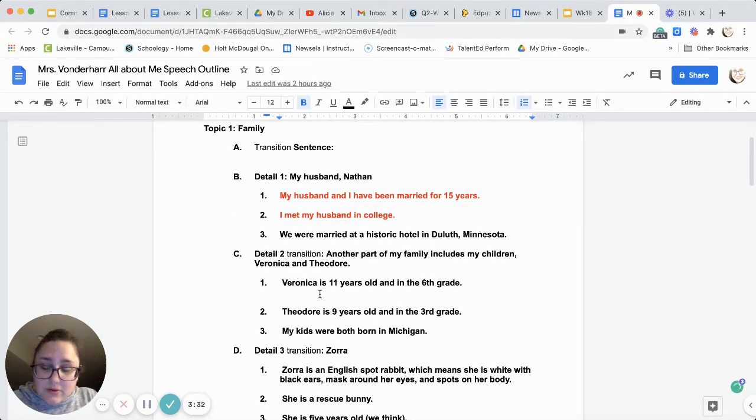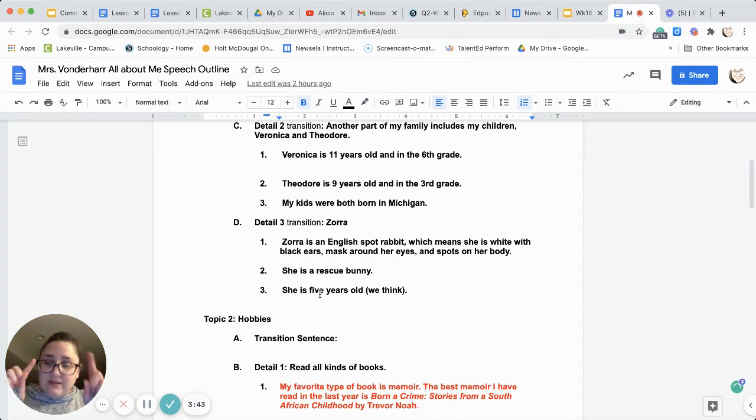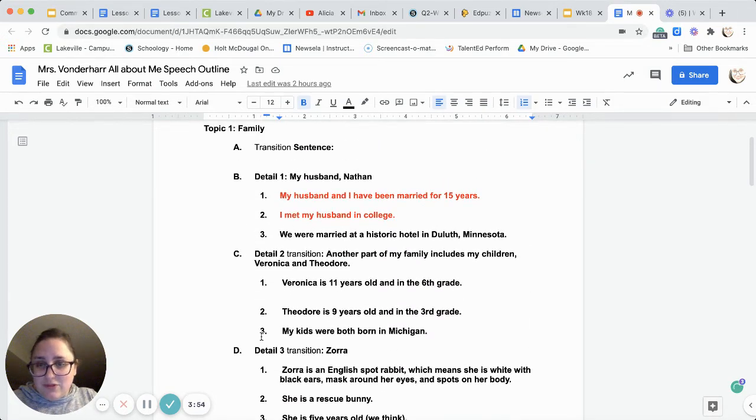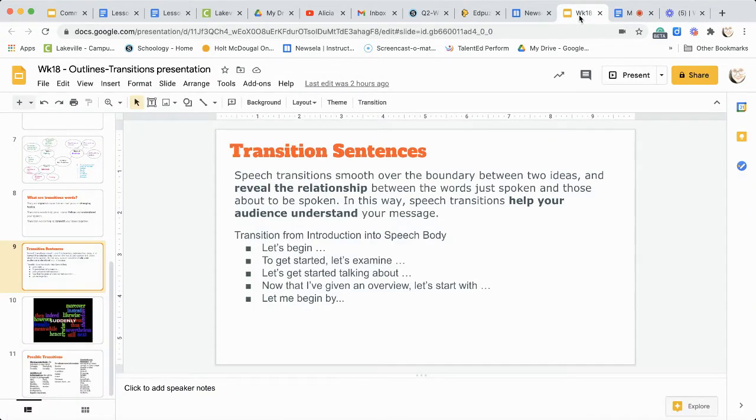So it's really important that we are keeping the information the same, right? It's about my family, but we're transitioning from detail to detail. But we are also transitioning from topic to topic, because you'll notice here we have a transition sentence prompted between topic 1, which is my family, and topic 2, which is my hobbies. All right. So I wanted to point out that we specifically are asking for transitions within this outline.